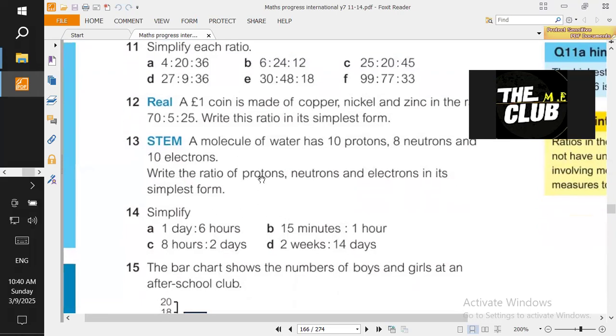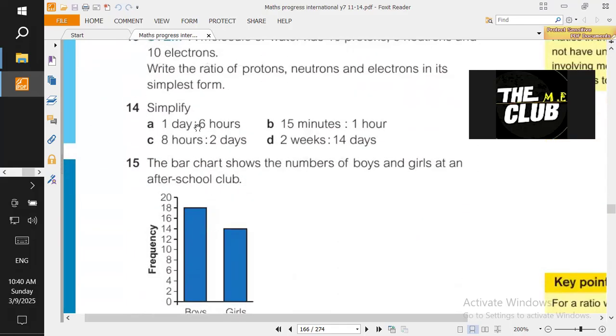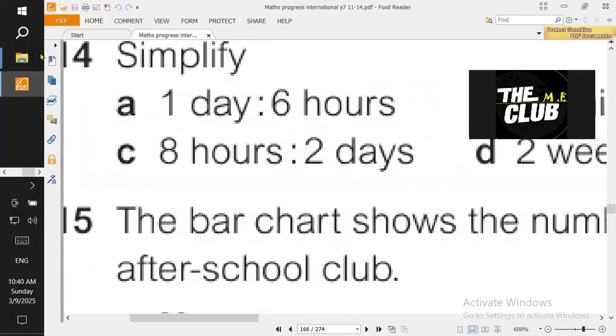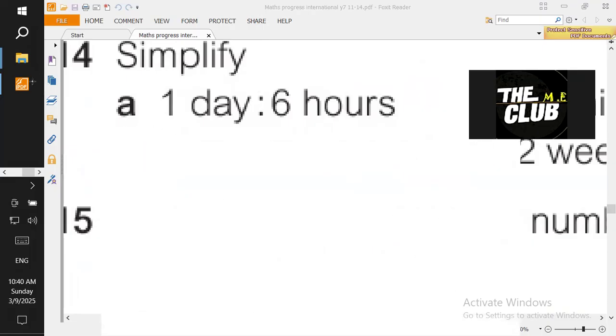Make sure when you simplify ratios, they have the same units. For example, if we want to simplify 1 day to 6 hours, they have different units. To simplify ratios, you must have the same units. So first, we have to make them the same. 1 day has how many hours? Very good, 24 hours. So 24 hours to 6 hours.